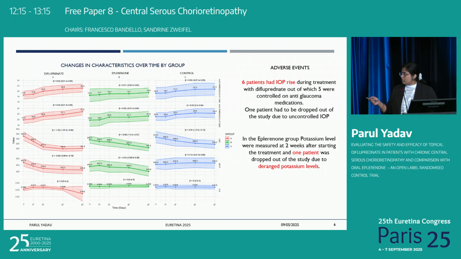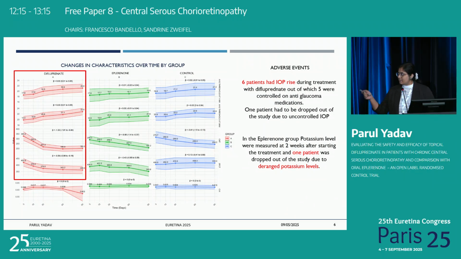So this is a regression model in which we have highlighted that there's a positive correlation of the decrease in the CMT and choroidal thickness along with time. And in group B, the positive correlation can only be seen in the CMT. Along with it, we noticed several adverse events during our study, like IOP rise in the difluprednate group and deranged potassium levels in the eplerenone group. However, they were managed with anti-glaucoma medications, and 1 patient from each group had to be dropped out.